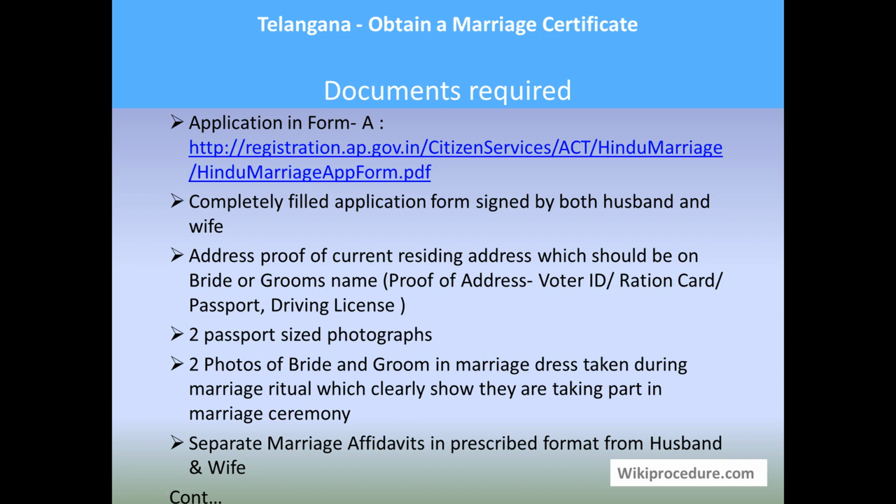Address proof of the current residence of any one of them, husband or wife, should be provided, because from their limit only they are going to process this. Proof of address: voter ID, ration card, passport, driving license can be provided.